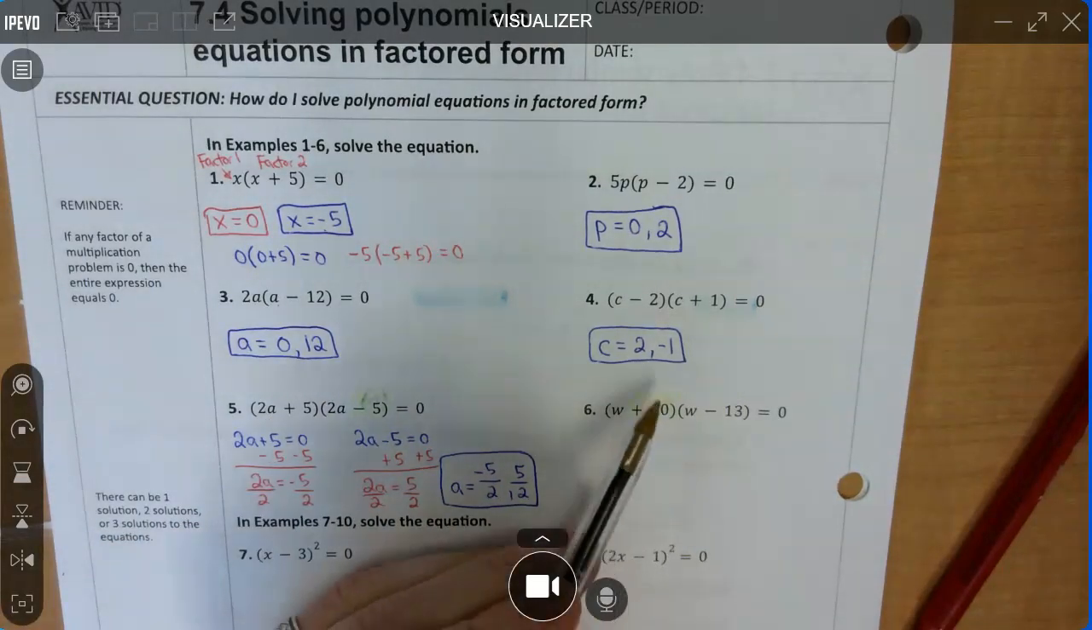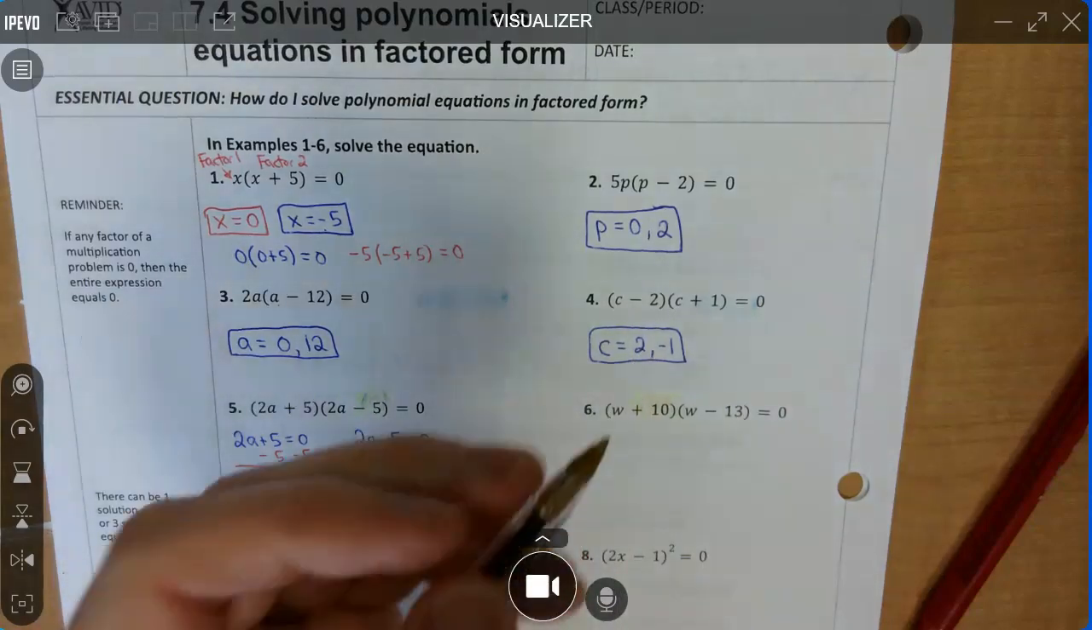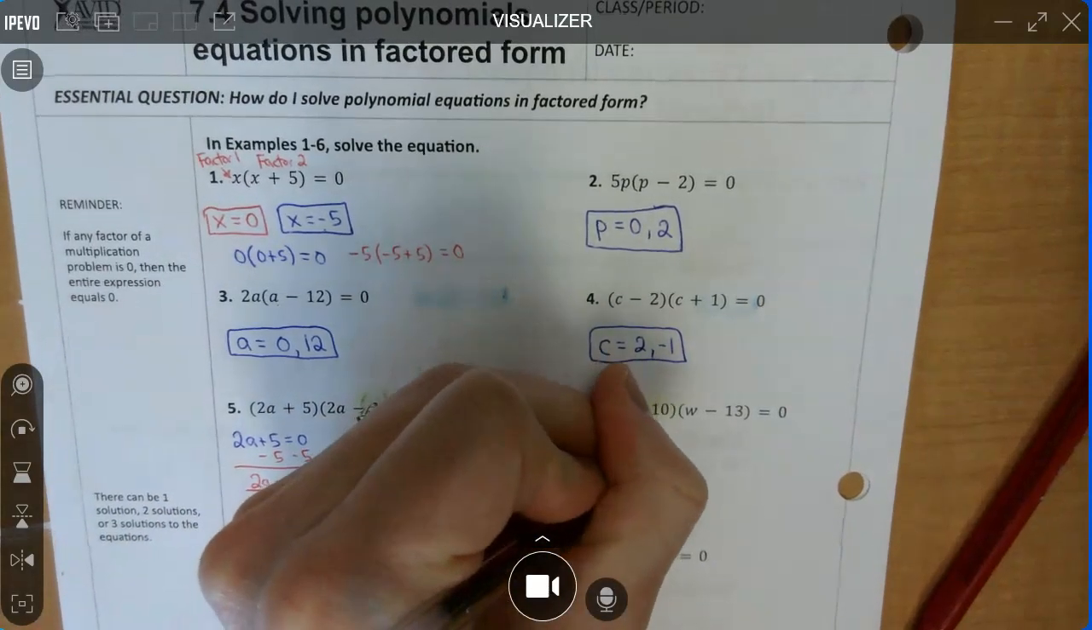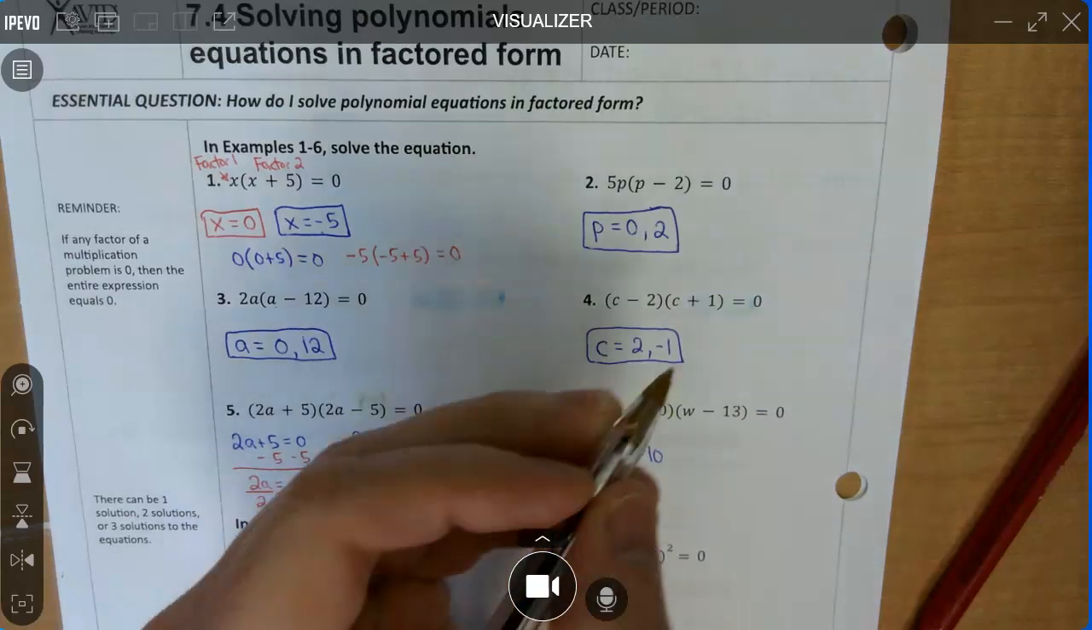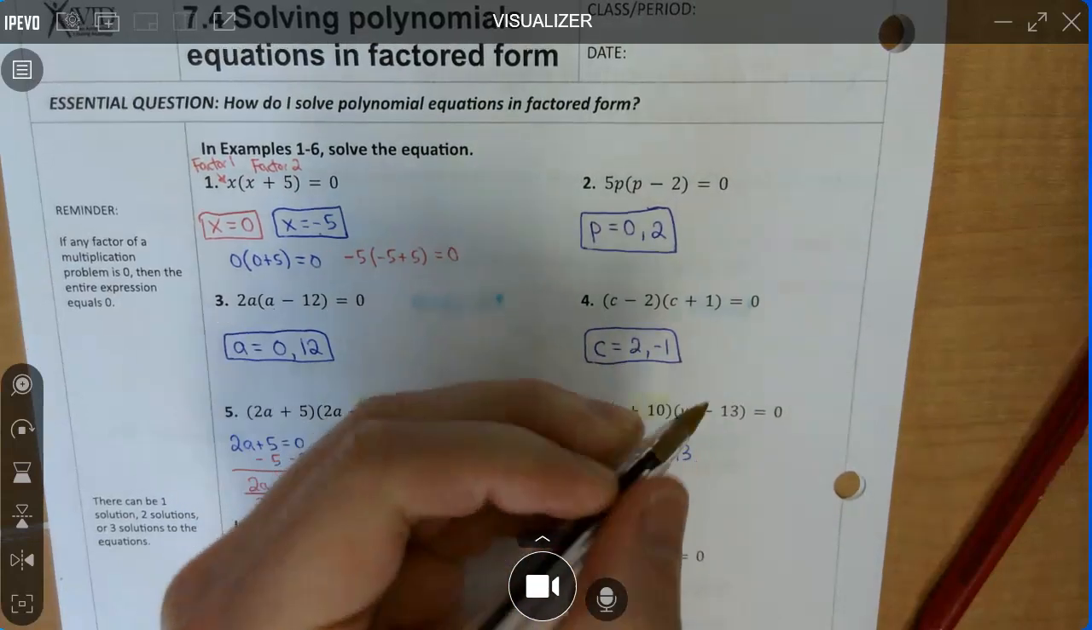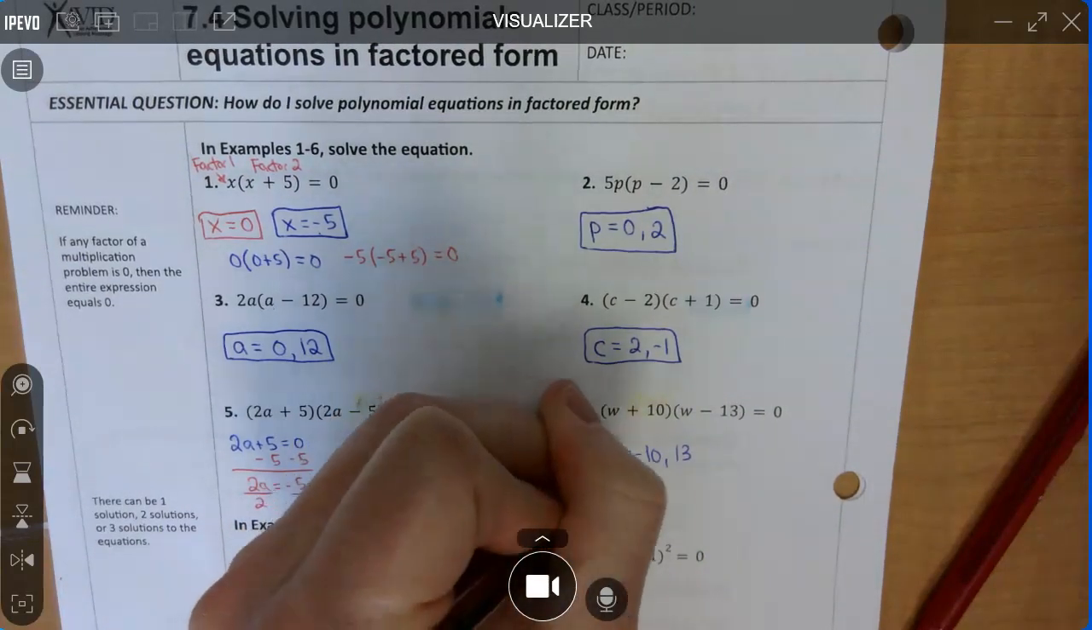And then for number 6, well, this one's pretty easy like number 4 was. I know that when w is negative 10, it makes this factor 0, and when w is 13, it makes that factor 0.